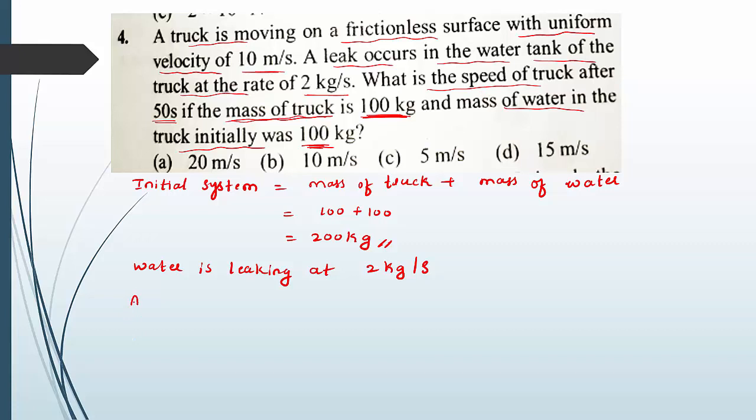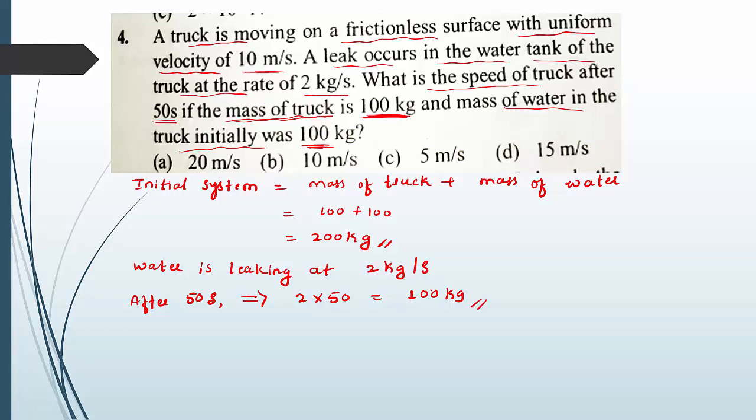So, what happens here? After 50 seconds, for 1 second 2 kg, for 50 seconds what is the answer? 2 kg into, this is 50 seconds. 2 into 50, what is the answer? 2 into 50 means 100 kg. So this is after 50 seconds.